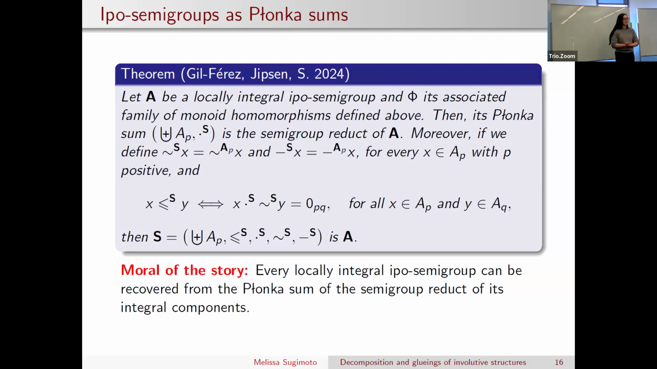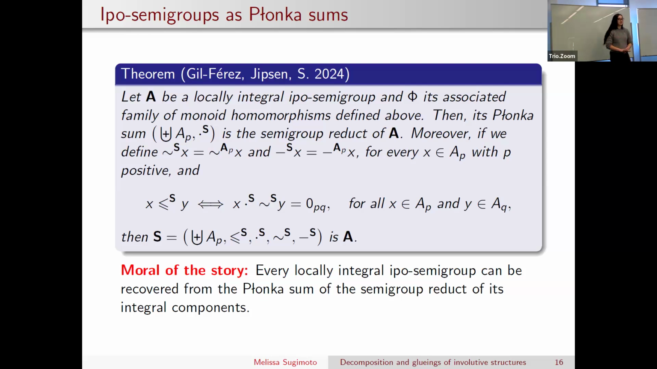It turns out that X being less than or equal to Y, for X in the P component and Y in the Q component, is exactly the same thing as saying X times tilde Y is equal to the 0 of the component that that product winds up in. This will come from rotation applied the right way and the local identities acting as identities on certain elements. So if we define the partial order in this way, it will indeed be a partial order. And not only that, when we take this Płonka sum plus this order plus this tilde and this minus, we get back exactly the algebra we started with, A.